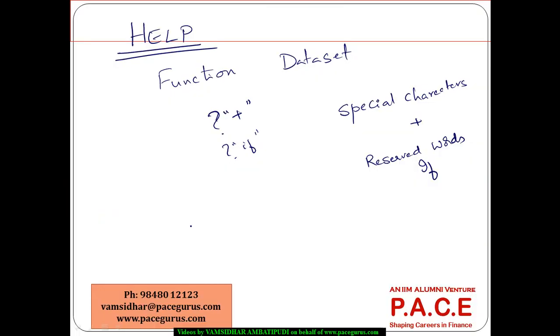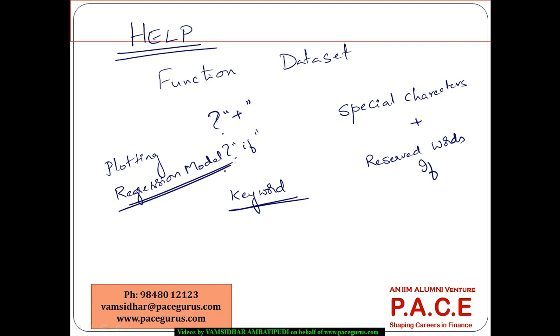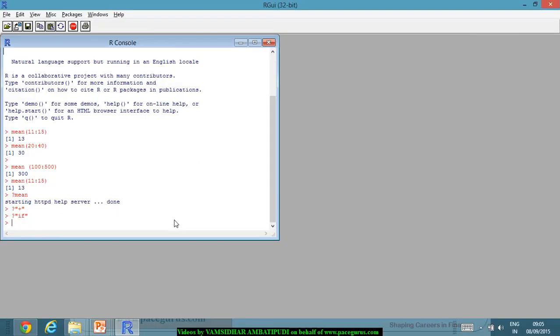Now comes the case where I don't know the exact name. I just know a keyword related to the problem I am searching. So let's say I want to do something about plotting, or I want to know something about the regression model, but I don't know the exact name of that particular model. In those cases, I can very well take the help of double question mark.